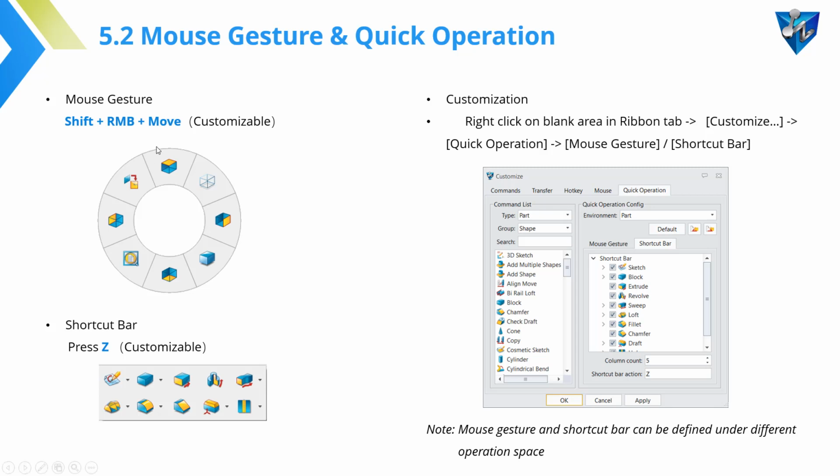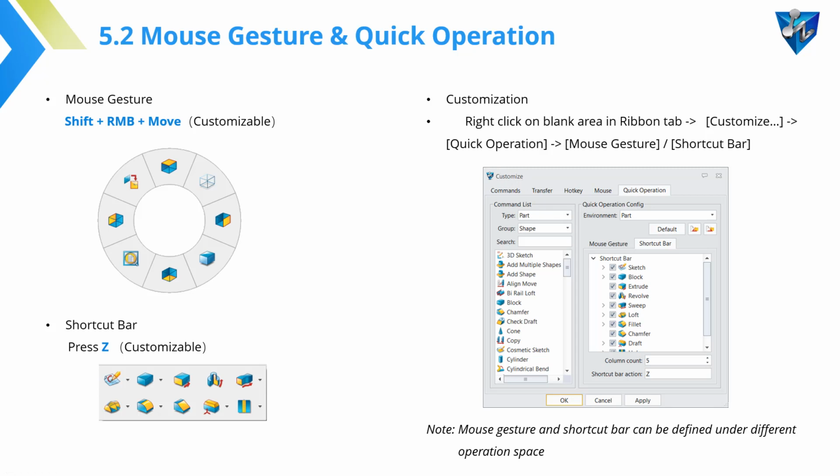Moreover, in ZW3D we have some very useful and convenient tools. The first one is the mouse gesture. How do you call out the mouse gesture? You just need to press Shift on the keyboard, then right-click the mouse button and move the mouse. It will call out the mouse gesture. Besides, we also have the shortcut bar. You can press Z on the keyboard and you will find a quick command menu, which we call the shortcut bar. The commands inside the shortcut bar can also be customized. Both the mouse gesture and the shortcut bar can be customized in the Customize menu.